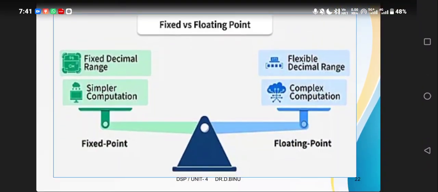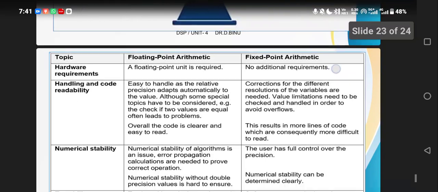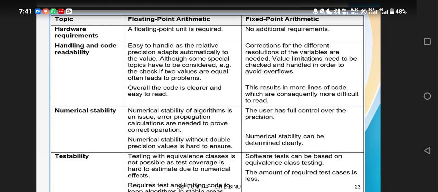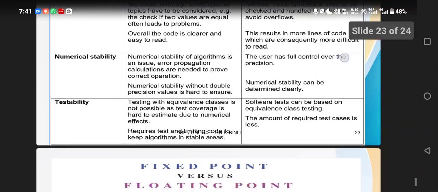This slide shows the differences between fixed point and floating point representation. Fixed point has a fixed decimal position, while floating point has a flexible decimal range. Fixed point is normally used for simple computation, and floating point is normally used for complex computation. This table differentiates floating point arithmetic and fixed point arithmetic with various parameters like hardware requirement, handling and code readability, numerical stability, and testability.